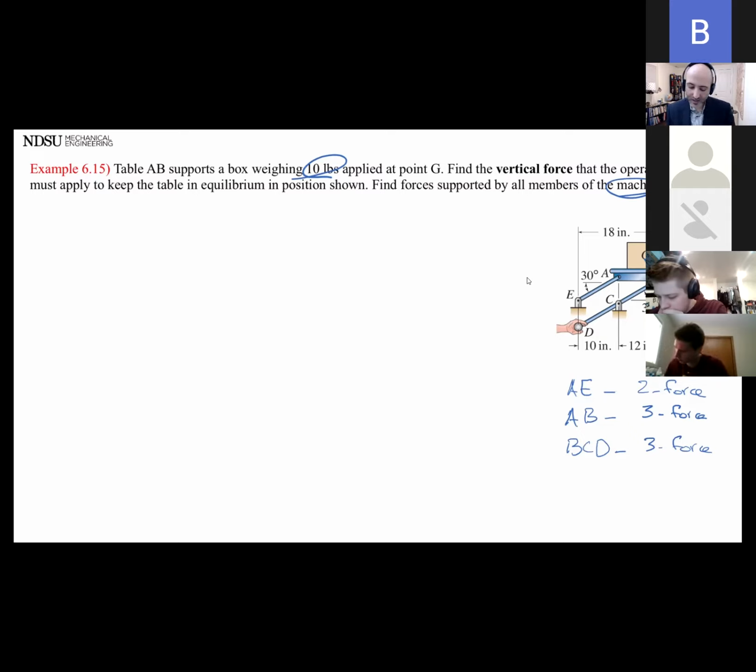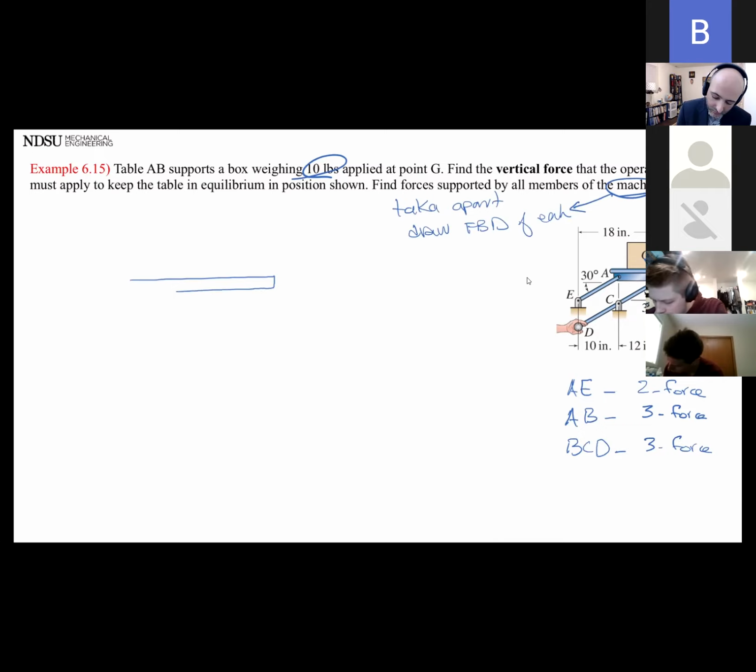Okay. So now that I know it's a machine, I have to take it apart and draw the FBD of each member. Okay. So let's see. This is going to be AB. This is going to be EA. And this is going to be DB or DCB.